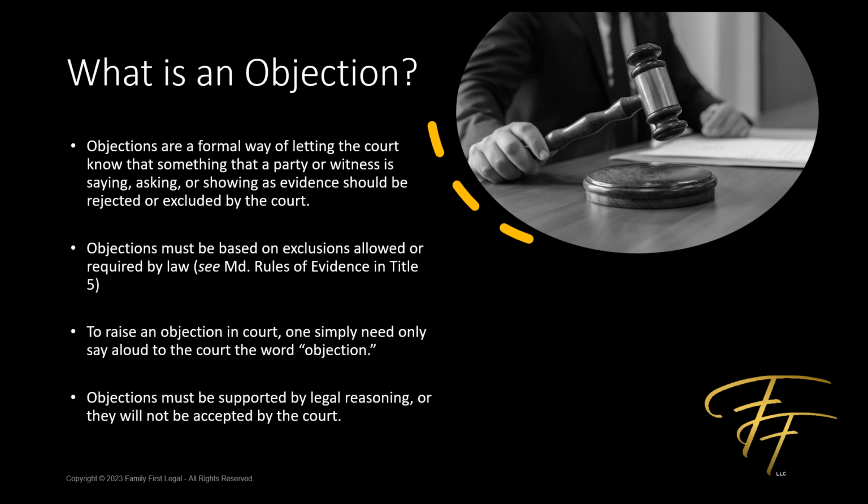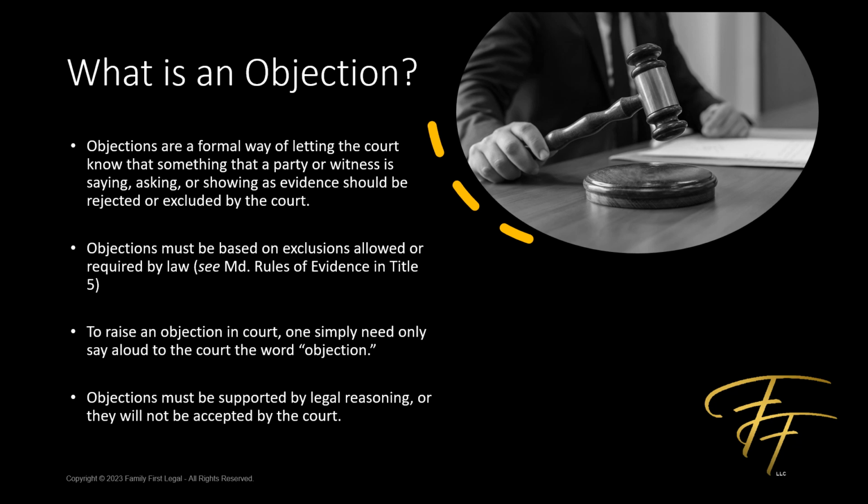And there are legal ways in which you may object to these different types of evidence that will be presented by the other party or by other witnesses. These objections allow for you to exclude certain evidence legally. Even if the evidence is valid or true, the evidence may be excluded. You should look at Maryland Rules of Evidence in Title V.